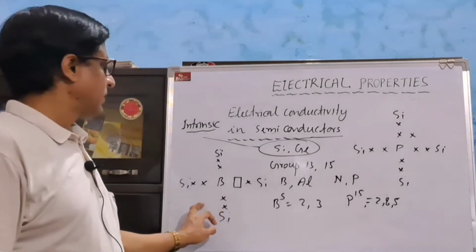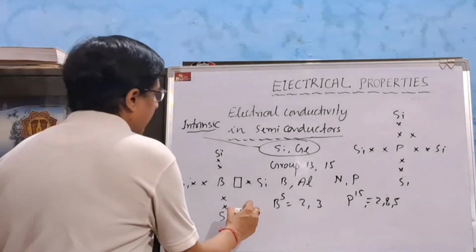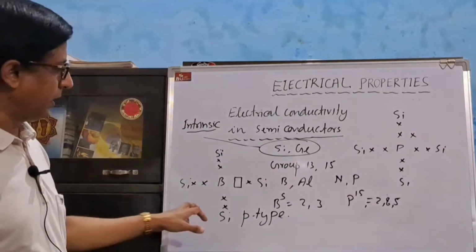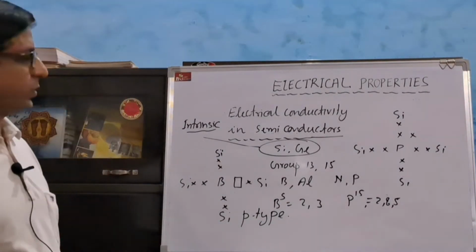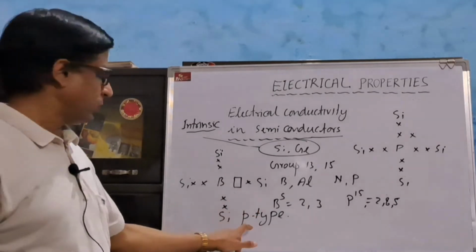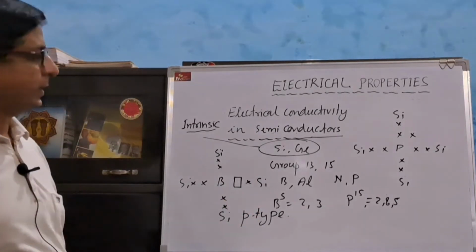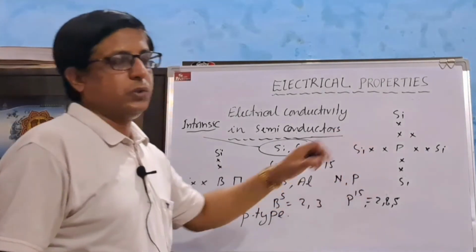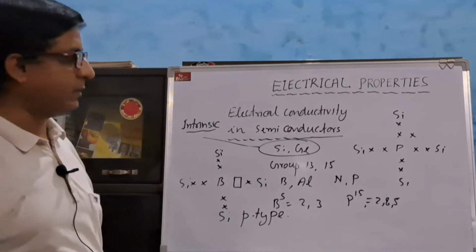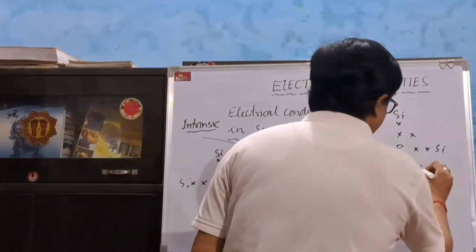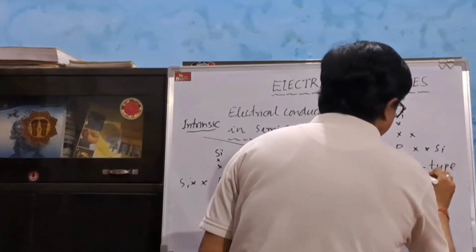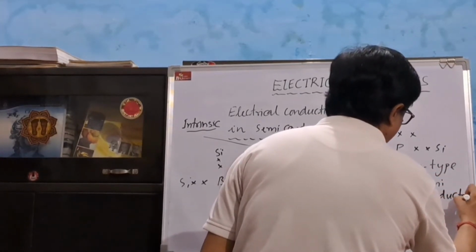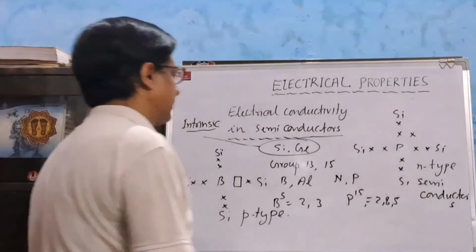These types of extrinsic semiconductors are known as P-type semiconductors, since here the conductivity is due to the flow of holes or vacancies, so it is known as P or positive type extrinsic semiconductor. Similarly, here the conduction is due to the flow of electrons, which have negative charge, therefore this is known as N-type semiconductor.